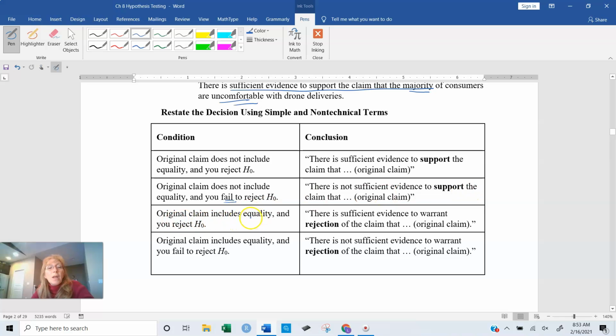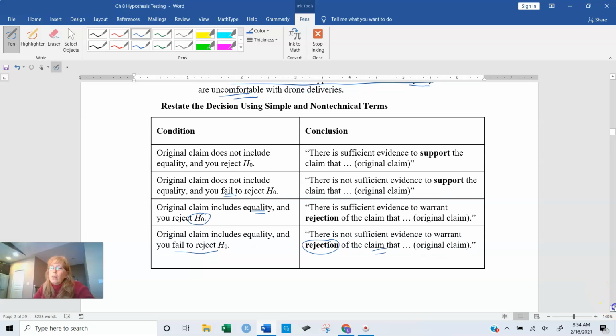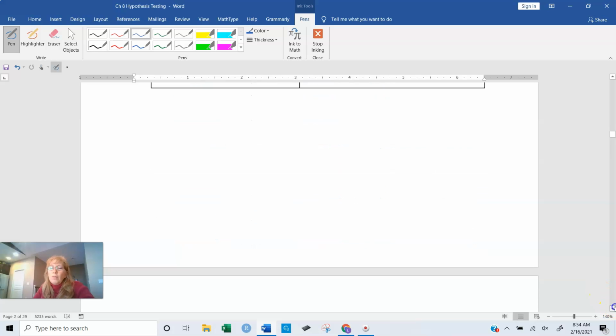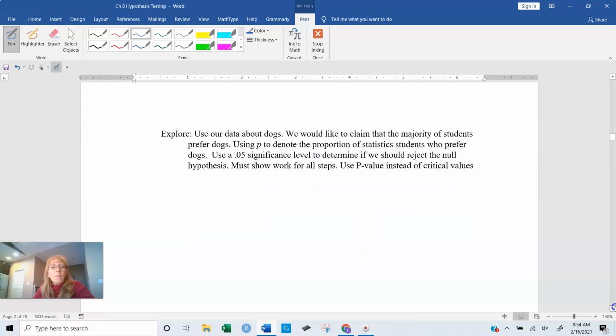The original claim includes equality, so now you're accepting the null, and you reject the null: there's sufficient evidence to warrant rejection of the claim, because now your claim is the null, right? Because the equal is the null. And last, original claim includes equality and you fail to reject it: there is not sufficient evidence to warrant rejection of the claim. I know, kind of weird, but you'll get it after you write enough of them.